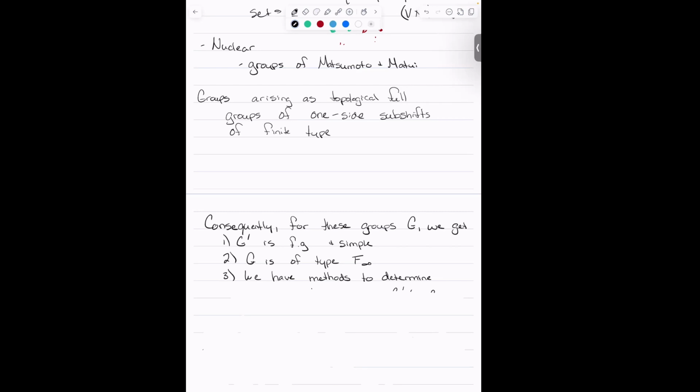And using some of the theory they developed, we have methods for actually determining when the group is its own commutator subgroup, or when the commutator subgroup has finite index, and this sort of thing. So this tells you that we're able to sometimes determine when these maximal subgroups are simple themselves, or of type F, or simple and of type F infinity, and these types of things. Right.